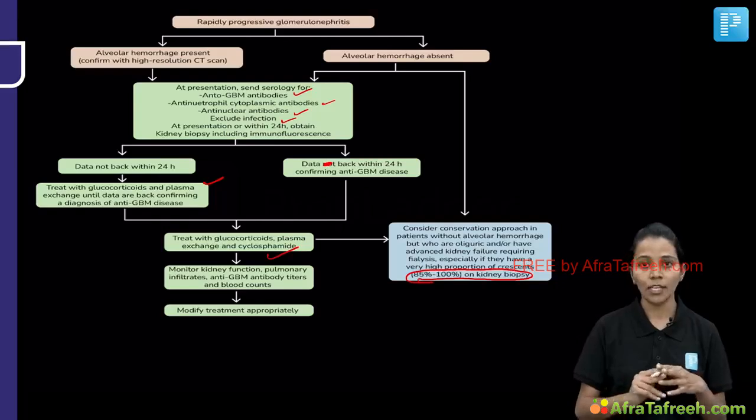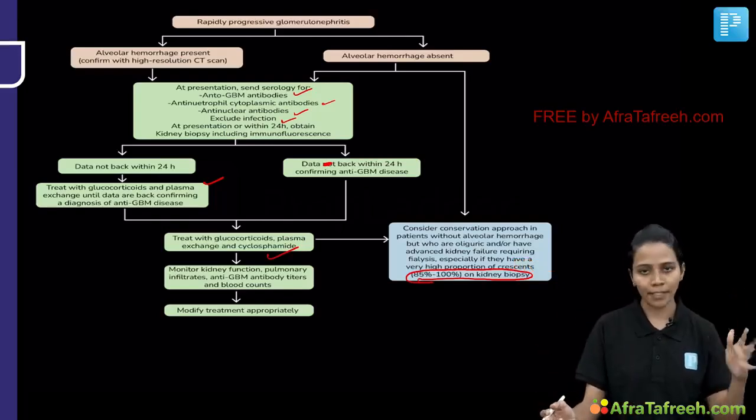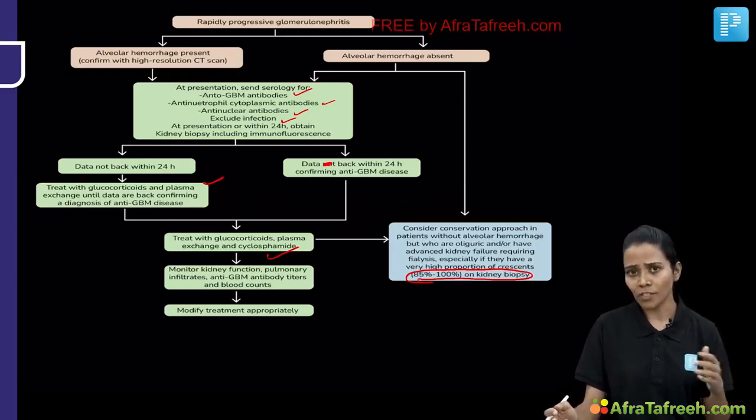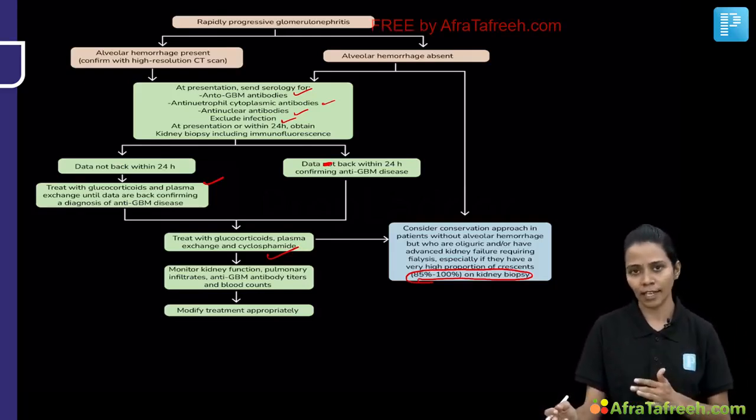Try to do a biopsy. And if you know that the report doesn't come within 24 hours, immediately pulse the patient with methylprednisolone and start the patient on plasmapheresis. By the time the report comes back, if it is anti-GBM, add cyclophosphamide. Or if the report comes as vasculitis, there is specific treatment. If the report comes as SLE, there is specific treatment. So it is like that.